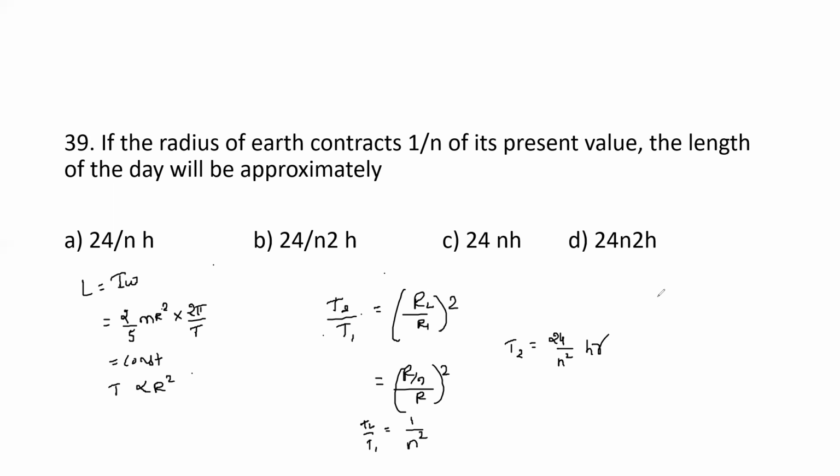Option A is 24 by n, option B is 24 by n square, option C is 24n, and option D is 24n square. So the correct option is option B. Option B is the correct option here.